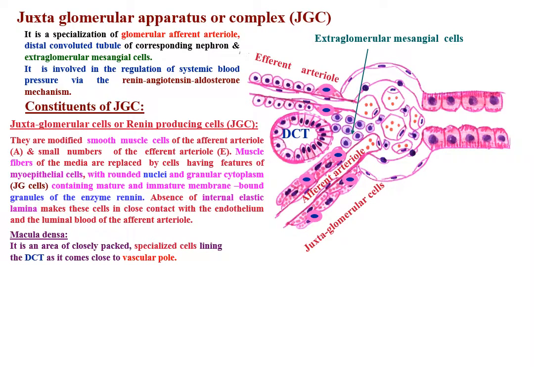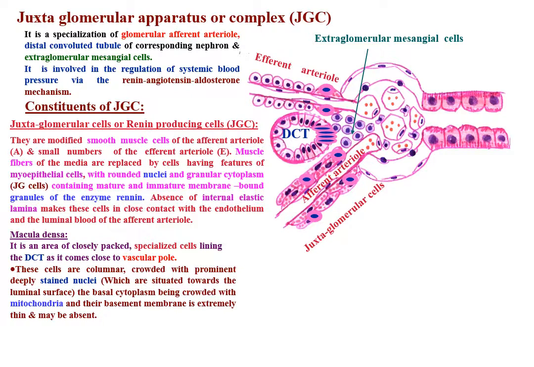Macula densa is an area of closely packed specialized cells lining the distal convoluted tubule as it comes close to the vascular pole. These cells are columnar, crowded with prominent deeply stained nuclei and basal cytoplasm crowded with mitochondria. Their plasma membrane is extremely thin and may be absent. Cells of the macula densa are thought to be sensitive to the concentration of sodium ions in the fluid within the distal convoluted tubule.